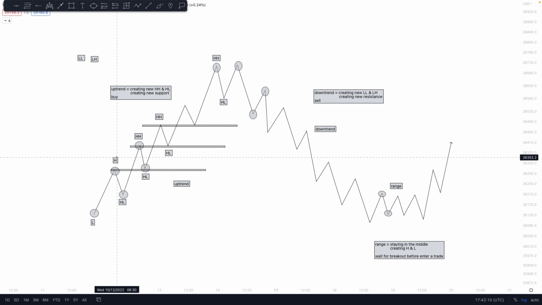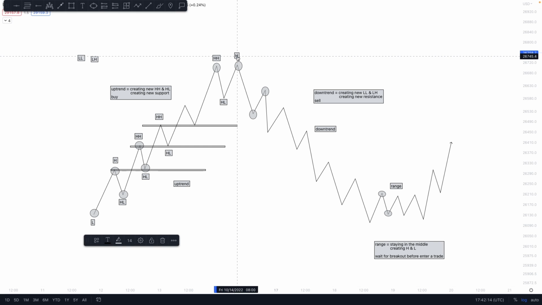The reason why this becomes a high is because it's not even higher than the previous high or even lower than the previous highs. It basically stays the same. Now we're heading back to a downside. What is this? A low, a higher low, or lower high? This over here becomes a lower low.